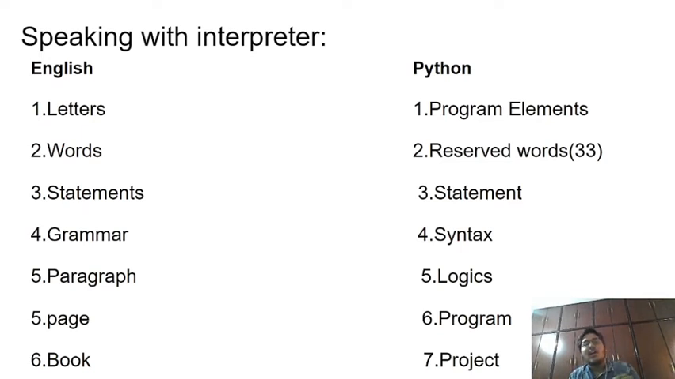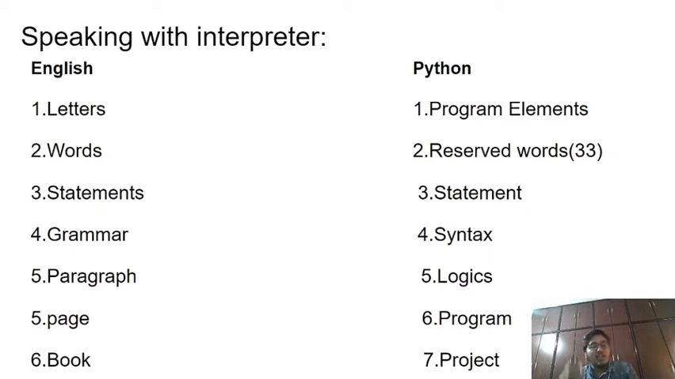So in English, firstly, what do you need to learn? Letters. There are 26 letters. Firstly, you will learn 26 letters. Yes or no? Later on, you will learn words, using those letters. Later on, you will learn statements, or sentences. Later on, we will be learning grammar. Later on, we will be writing some paras. Later on, we will be writing some pages. This collection of pages is called a book.